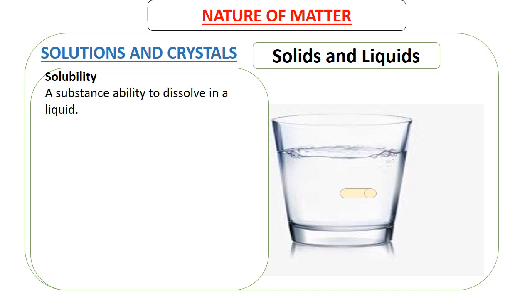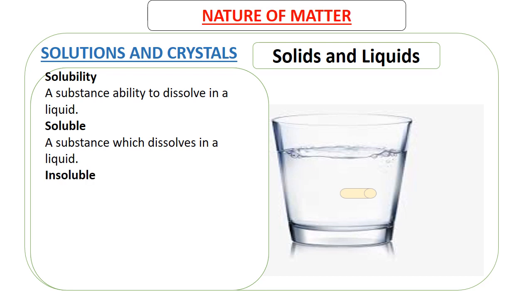What is solubility? Solubility is defined as a substance's ability to dissolve in a liquid. So different solids have different solubilities. Different substances have different solubilities. A substance that dissolves in water is termed to be soluble. So salt and sugar are soluble, while chalk is not soluble. Soluble is defined as a substance which dissolves in a liquid, like I said. Then, of course, chalk is insoluble, and the definition is a substance which does not dissolve in a liquid.